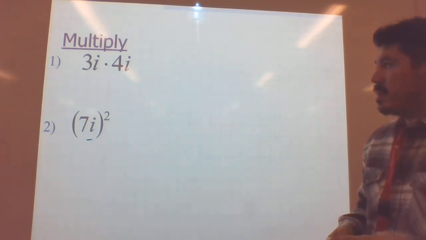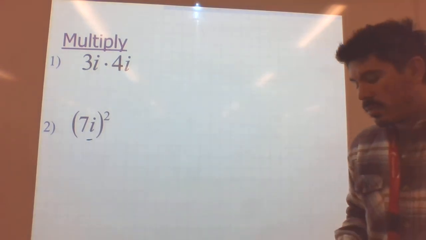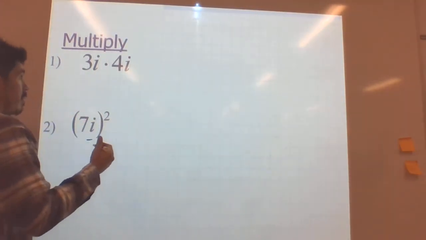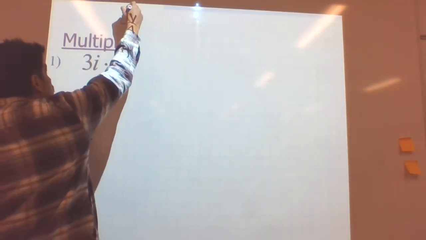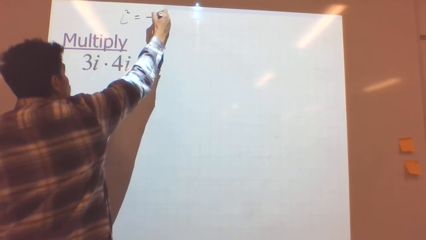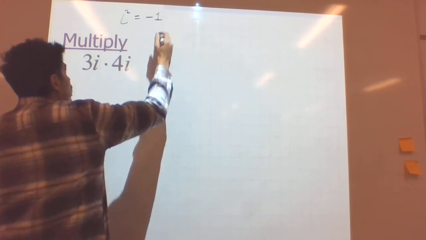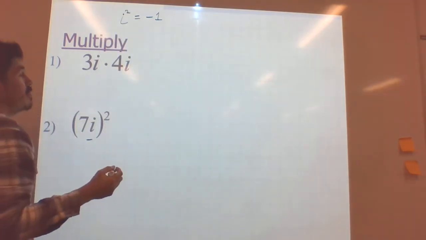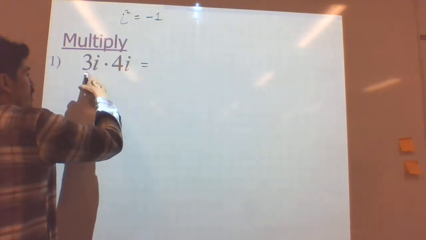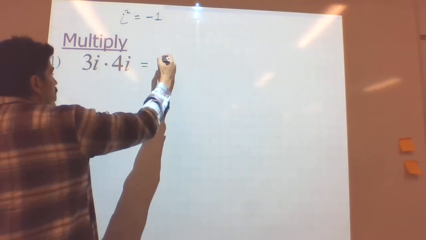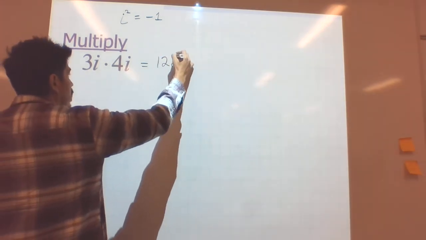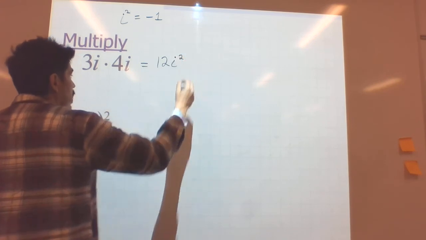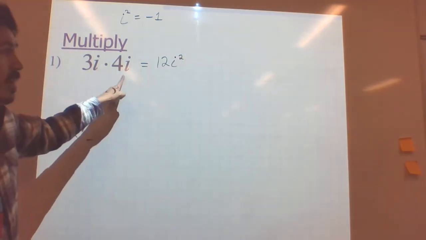Multiplying and dividing complex numbers. So this is where we're going to bring back the concept of i squared equals -1. Okay? I squared equals -1. So we're going to say that when you multiply 3 and 4i, you're going to get 12i squared, because you multiply i times i is i squared.